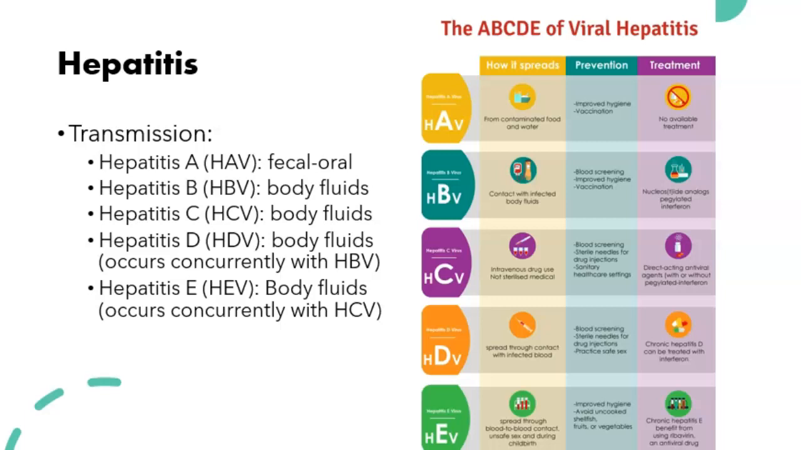So, transmission-wise, Hep A is fecal-oral route. Prevention for this is improved hygiene and vaccination. Treatment, there's not really any available treatment. Hep B can be transmitted through body fluids. Prevention is going to be blood screening, improved hygiene, and vaccination. Treatment will be medicines.